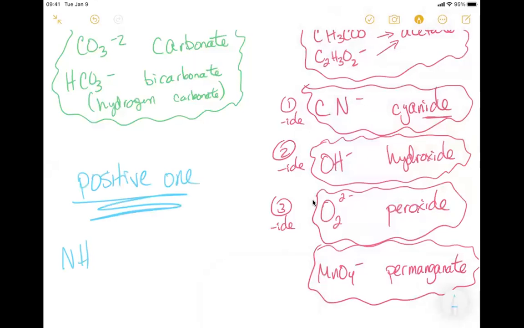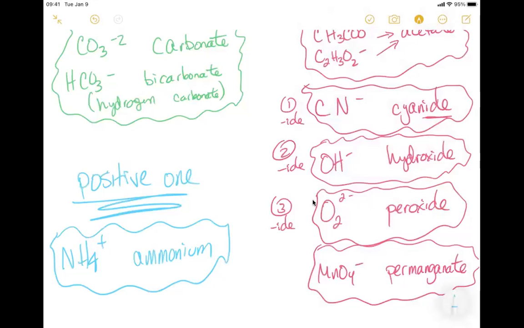That's NH4 plus, and that's called ammonium. That makes 26. Maybe I do always have 26. I thought it was 27, but I don't know. I guess not. So what I will do is send you this note to the line group so you can have that to remember.